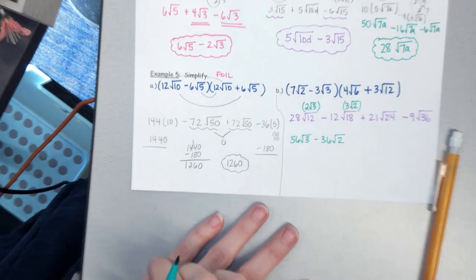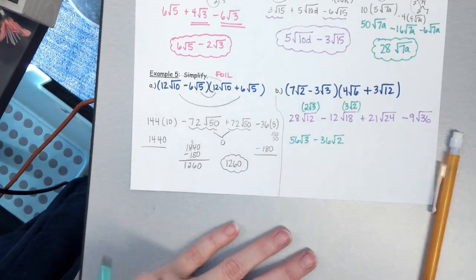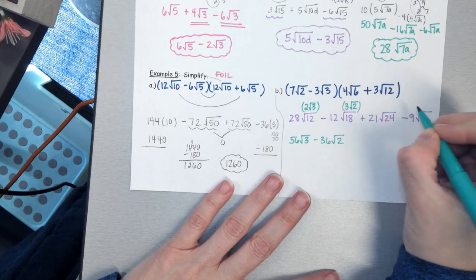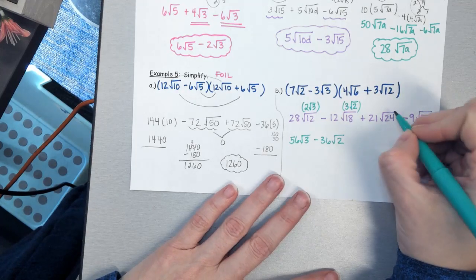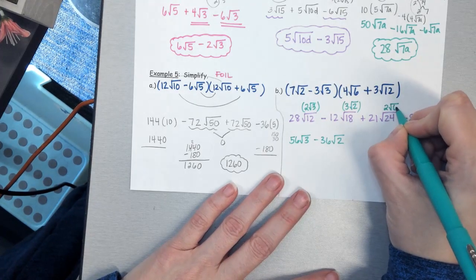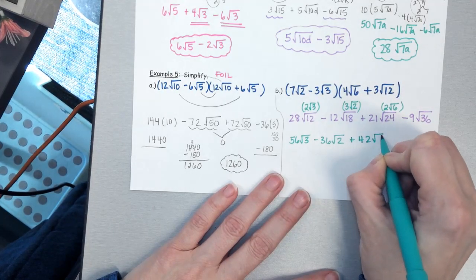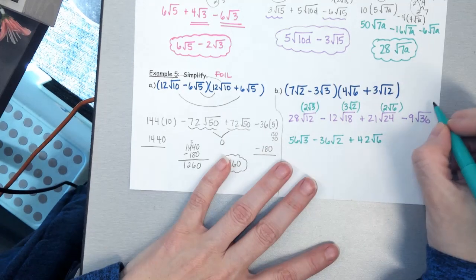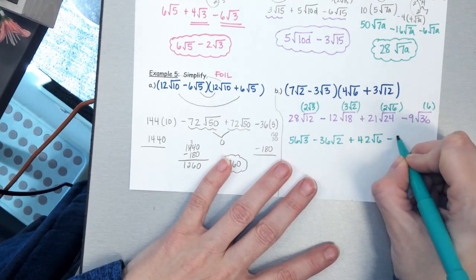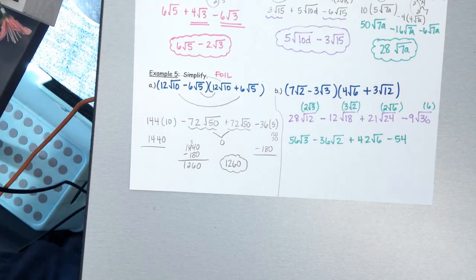And again, you may have that second, not a problem. What's the perfect square in 24? 4. So the square root of 4 is 2. 4 times 6 is what's 24. So then I'm going to combine those together. And then the square root of 36 is 6, so this is just minus 54.